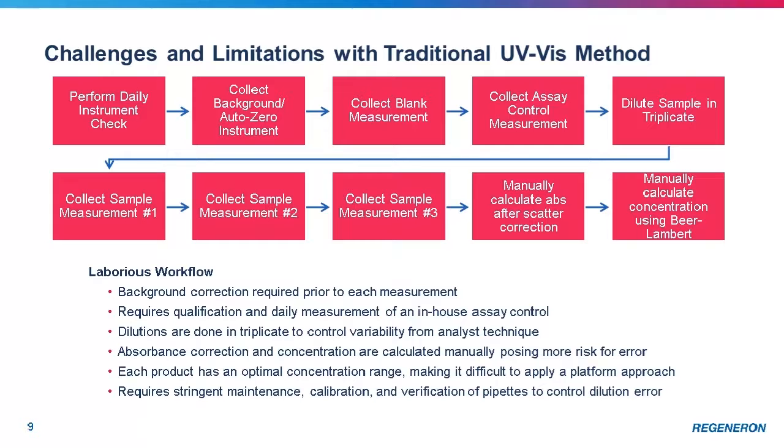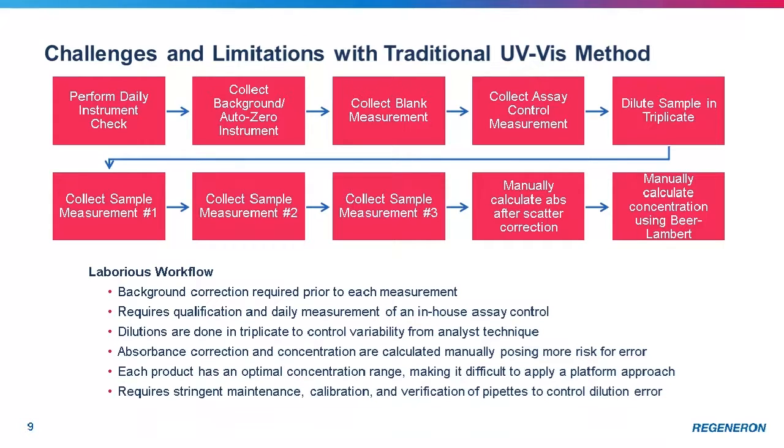Starting out, a typical QC workflow would involve a daily instrument check, which ensures that the instrument is set up to perform as expected. This would then be followed by the collection of a background measurement to account for any stray light limitations. This would be followed by the collection of a blank measurement. Typically, the blank is the diluent that is used to prepare the samples. This is done to ensure that minimal diluent interference is observed or to correct for the interference that is observed.